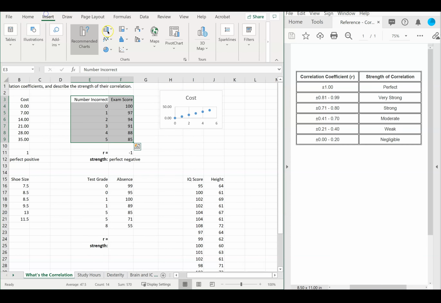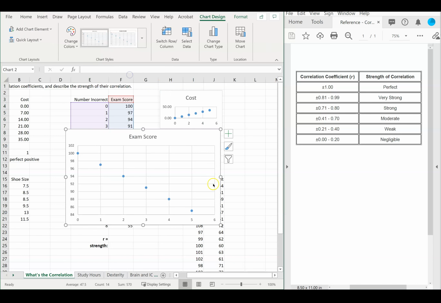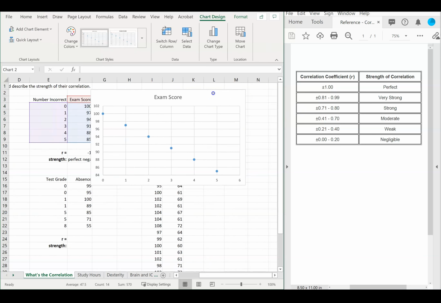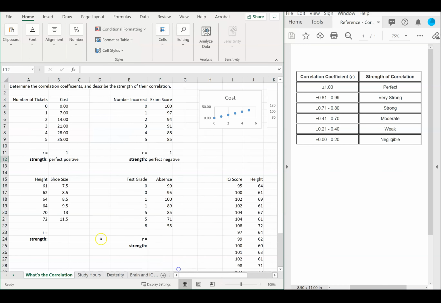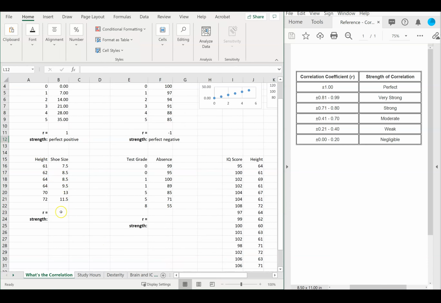So once again, I could make a little chart just to show you that that's true. And what do you know? This perfect negative. So that's our exam score. Neat. Okay, what about height and shoe size?